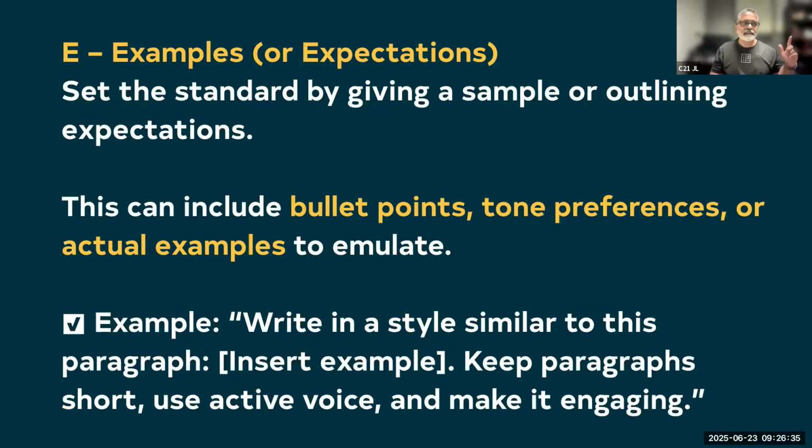R, I, D, and now E, examples. Set the standard by giving a sample. This can include bullet points, tone preference, an actual example. So an example would be: write in a style similar to this paragraph, insert that paragraph here, and keep the paragraph short, use active voice, and make it engaging. Then when it creates content, it has data to create the right content for you, instead of saying, I have this listing and I want a description, and then you wonder why it's not working.